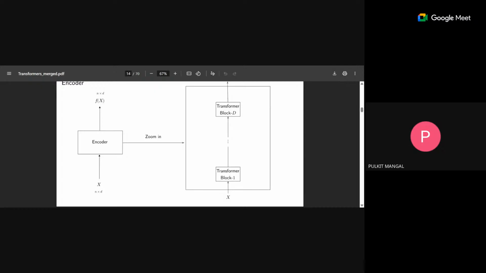If I repeat it again, one encoder will have multiple transformer blocks. Let's say d such transformer blocks, and in each of the d transformer blocks there would be one multi-head attention and one feed forward neural network part. In one multi-head attention there can be multiple self attention blocks. So one encoder will contain the multiple self attention part and one feed forward part. That will be one transformer block, and you can repeat this process multiple times, so that's why you have d transformer blocks.